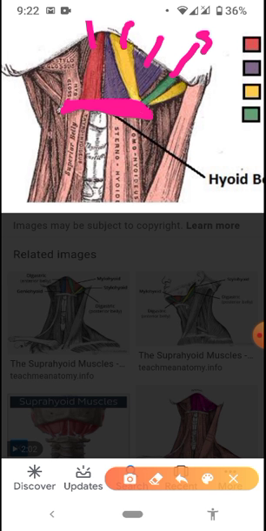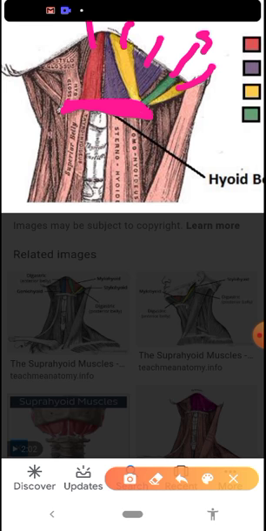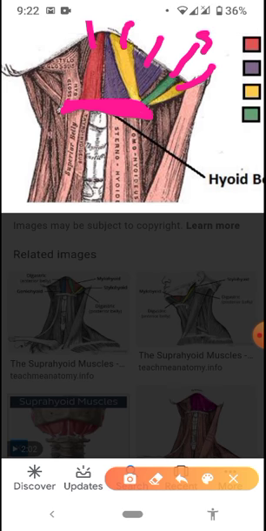And the muscle in yellow has two bellies. One is the anterior belly, and one is the posterior belly. This one is the posterior belly and this one is the anterior belly. So the two bellies are of the digastric muscle, as its name shows. Di means two, gastric means belly, so it has two bellies, and that's why its name is digastric muscle.